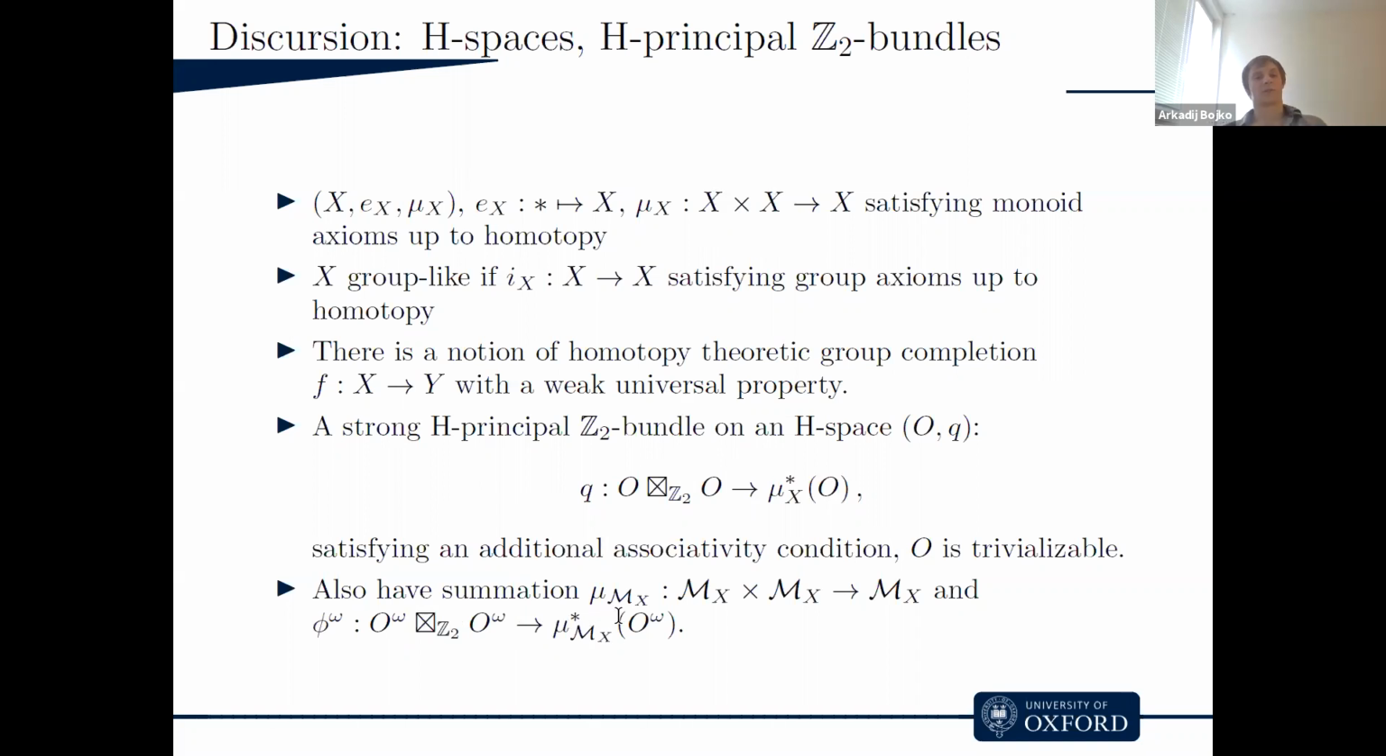So on the category of perfect complexes, one has the obvious summation map, which corresponds to direct summing the perfect complexes, meaning kind of taking direct sums of vector bundles. And this map also comes with a natural isomorphism of the orientation bundles. So this turns the Z2 bundle, which I constructed before, the orientation bundle, into, well, not a strong H-principal Z2 bundle yet, but at least into a weak one, such that if it is trivializable, which is one of the conditions on it being strong, then it will become a strong H-principal Z2 bundle.